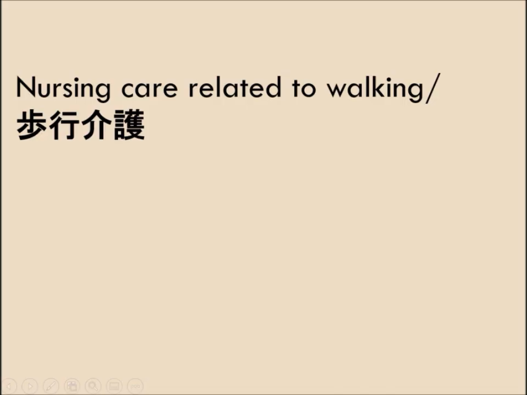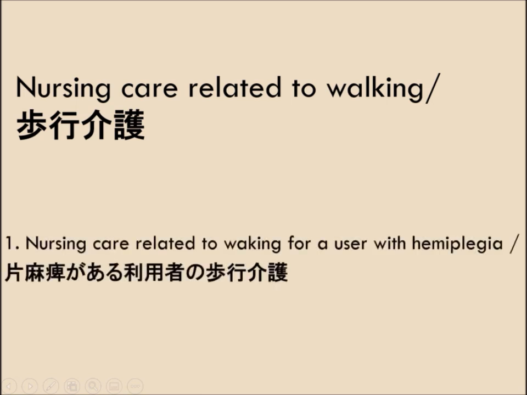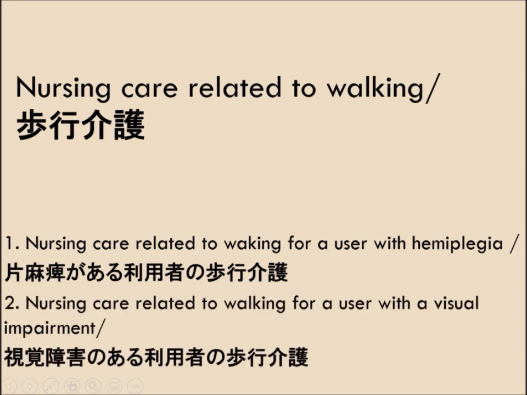Fourth chapter is nursing care related to walking. There are two sections. 1. Nursing care related to walking for user with hemiplegia. 2. Nursing care related to walking for user with a visual impairment.